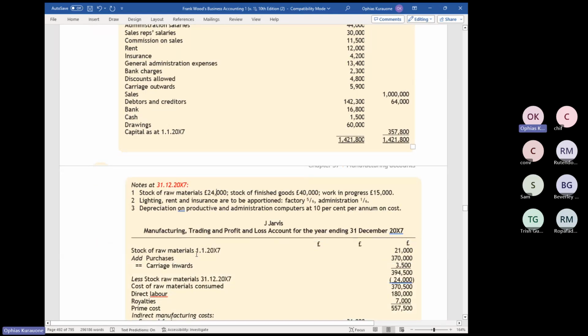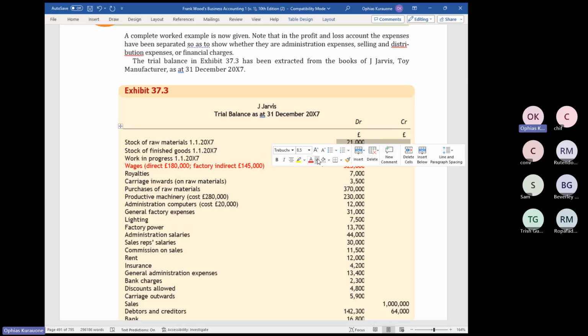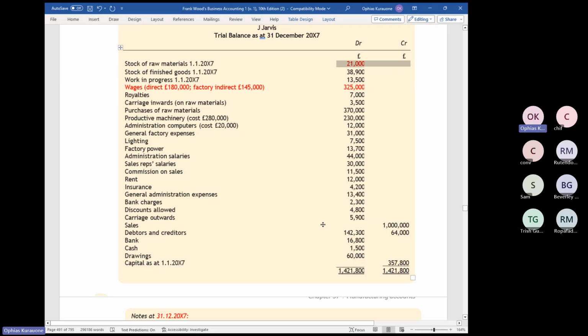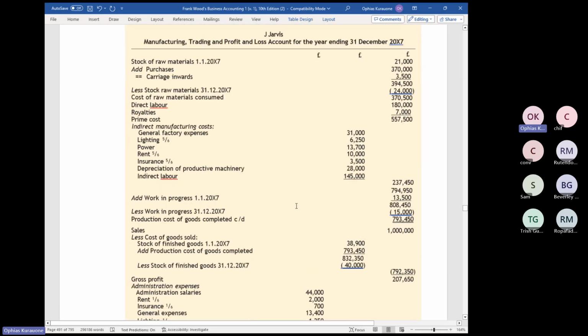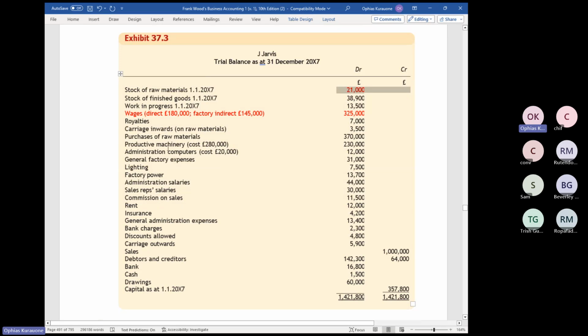In the manufacturing account, stock of raw materials is opening at 1/1/2007. That is given. No problem on this one, the given figure. Then you go on to the next, that is purchases. Purchase of raw materials 370,000.